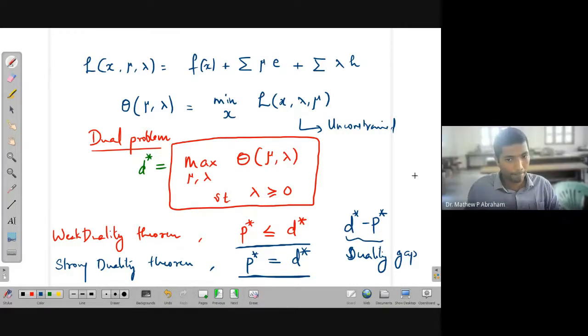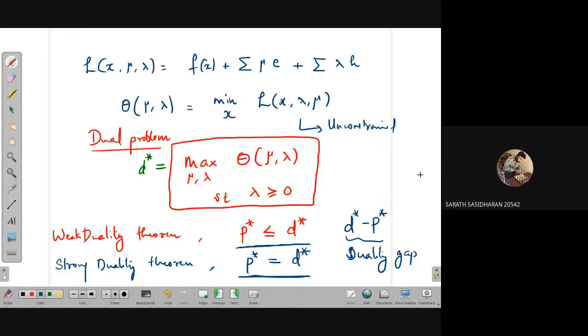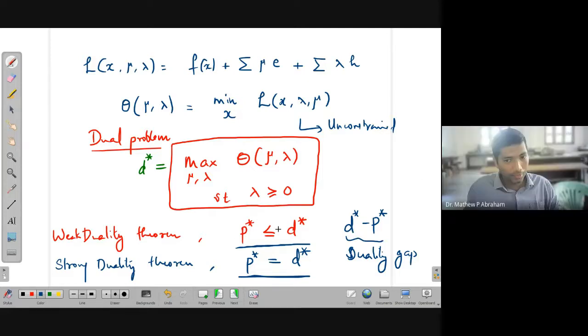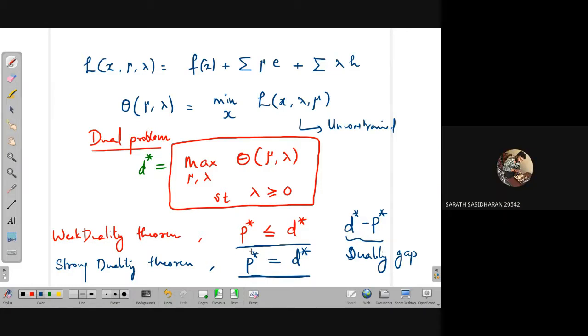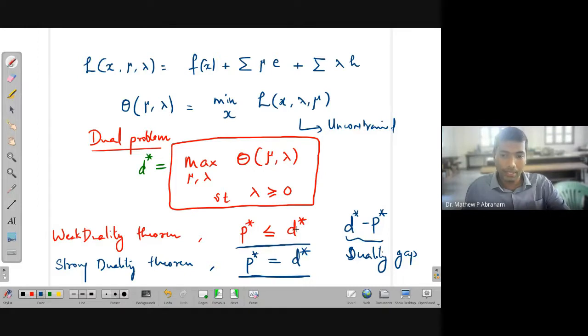Is it a lower bound or upper bound? Yeah, the question is not clear. Maybe can you repeat? Lower bound or upper bound? Okay, so the duality.